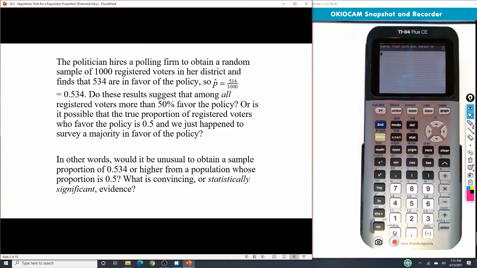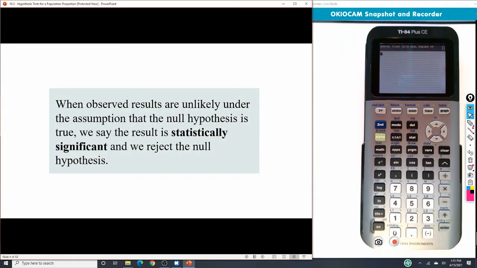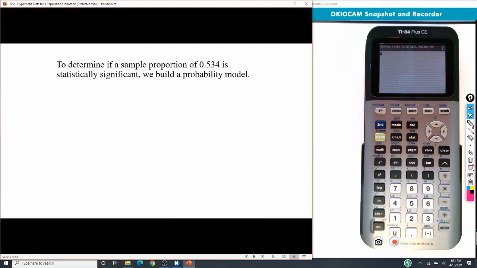Is it statistically significant? I'm going to struggle with that word quite a bit here, so bear with me. When observed results are unlikely under the assumption that the null hypothesis is true, we say the result is statistically significant and we reject the null hypothesis.